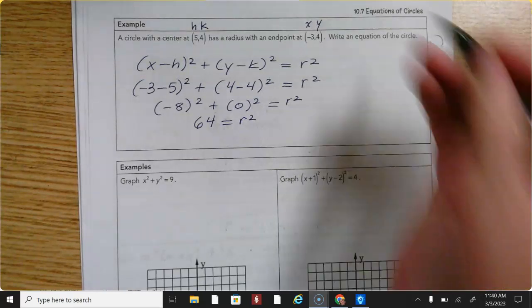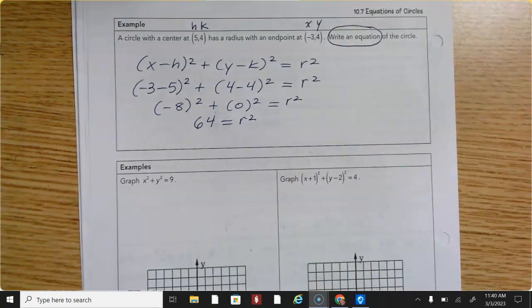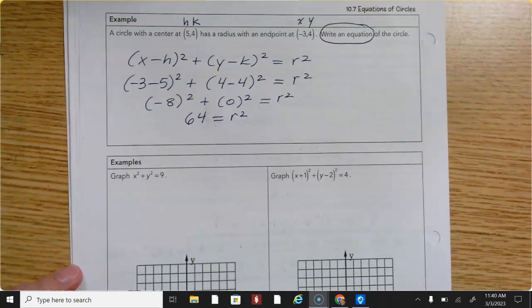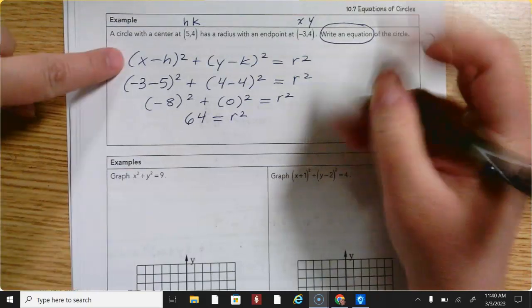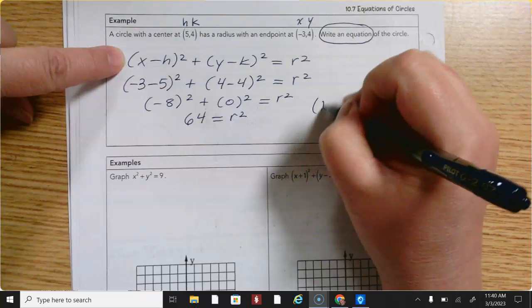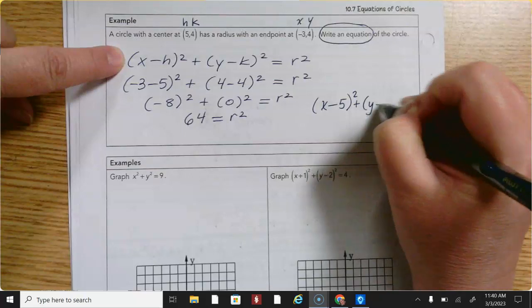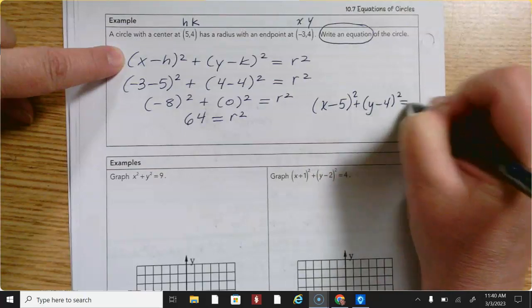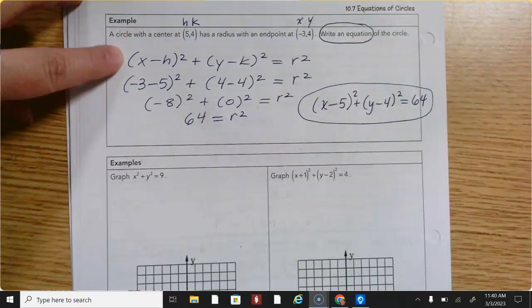If we're being asked to write the equation, then R squared is really what we need. You could tell me what R is there if you wanted to. R is what? R is 8. But we weren't asked for R. We were asked to write the equation. So I'm going to go back up here and I'm going to fill in the H and the K and the R. So (x minus 5) squared plus (y minus 4) squared equals 64 because that's R squared. And there's my answer.